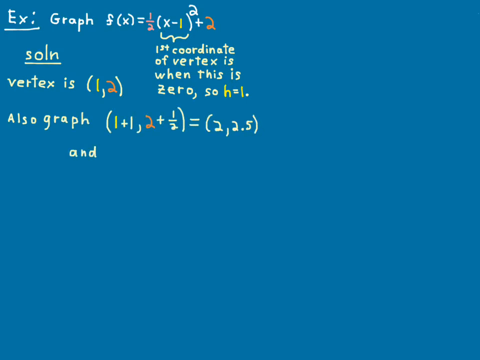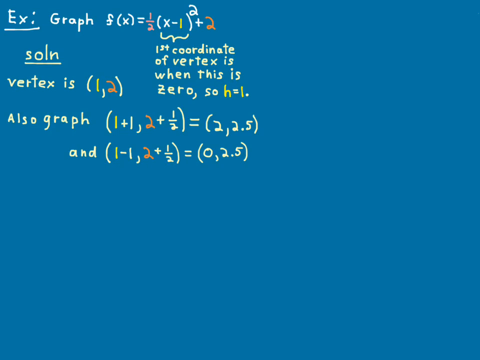Also, we will graph 1 plus 1, 2 plus 1/2, that point. Or in other words, (2, 2.5). And 1 minus 1, 2 plus 1/2, which equals (0, 2.5), right? The parentheses here means it's a point, not an interval. You have to keep track of the context. So we always do this.